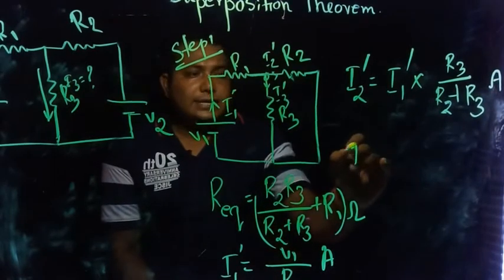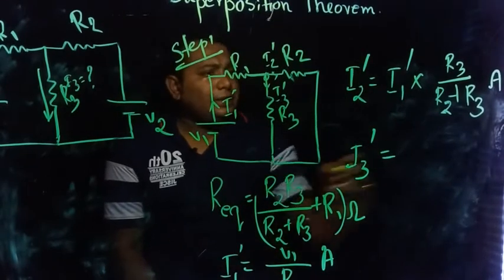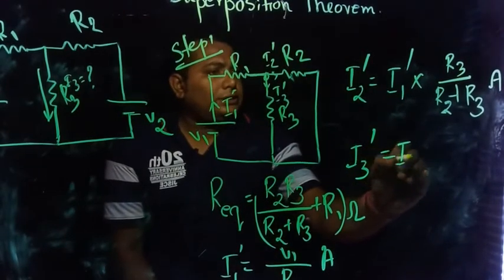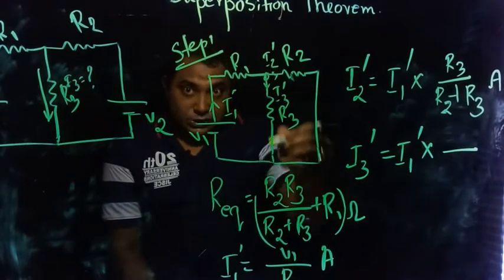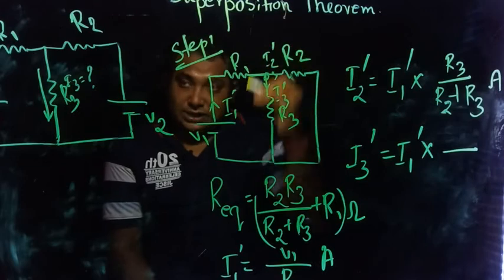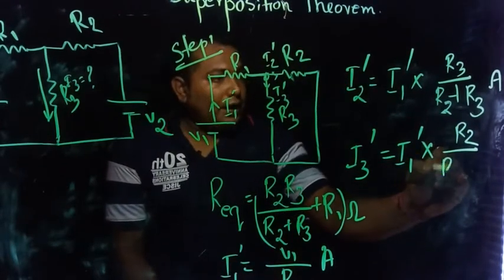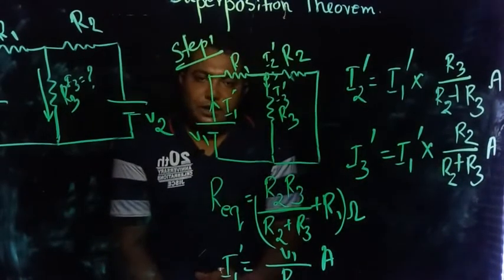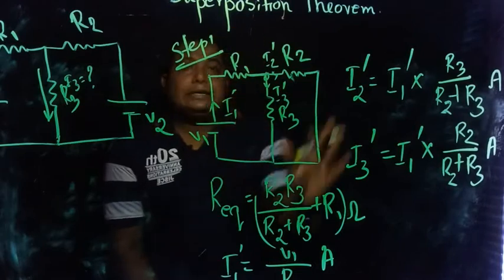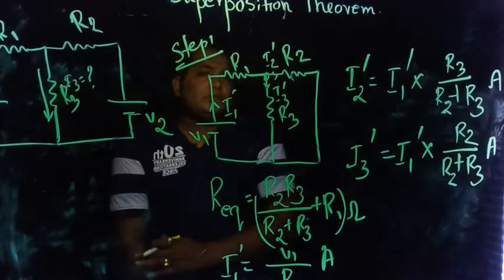In the same way we can find I3 bar. So what is I3 bar? I3 bar is equal to I1 bar into this. Now we are finding this I3, so the opposite of the parallel branch is R2. So here we have to write R2 by R2 plus R3, in ampere. So now we know all the currents passing through each branch. This is the procedure for the first step.